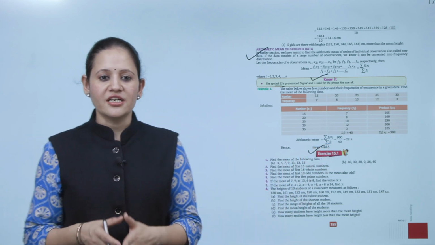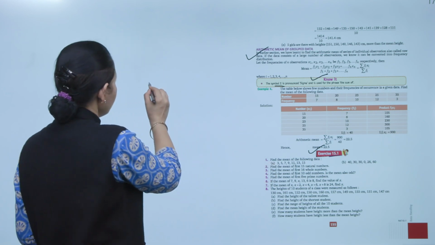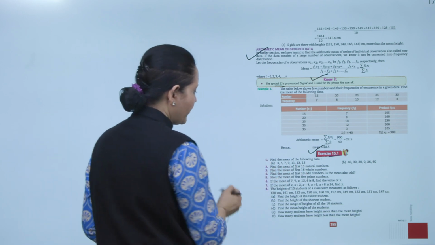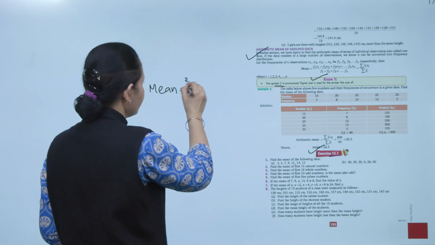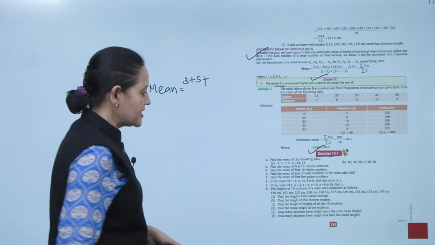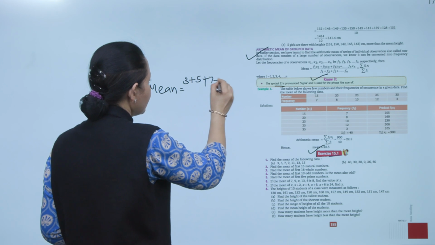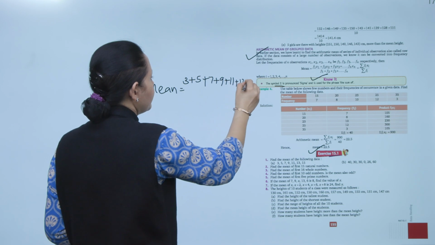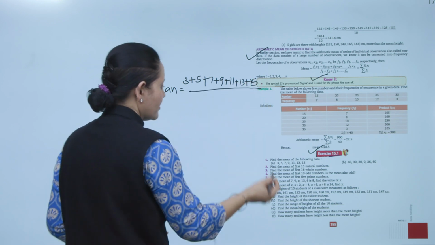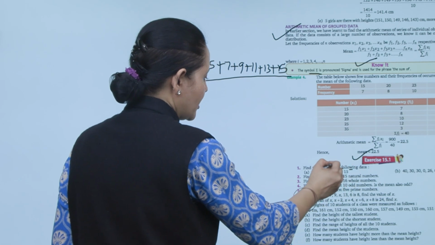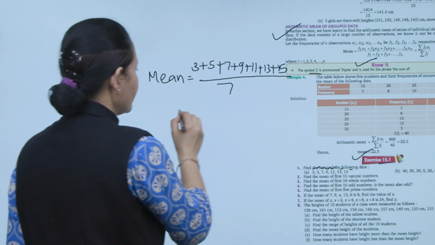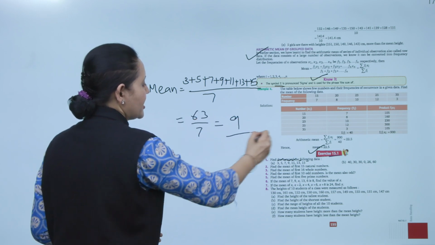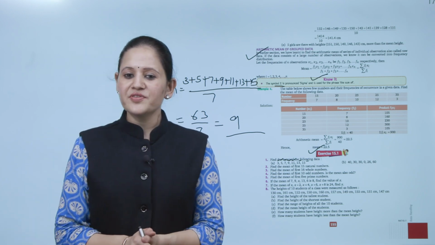Find the mean of the following data. So we have to find the mean. Mean equals the total of observations, 3 plus 5 plus 7 plus 9 plus 11 plus 13 plus 15, upon the number of observations. Number of observations: 1, 2, 3, 4, 5, 6, 7. So that is equal to 63 upon 7. That is equal to 9. So what will the mean be? 9. Practice all the questions of this exercise.